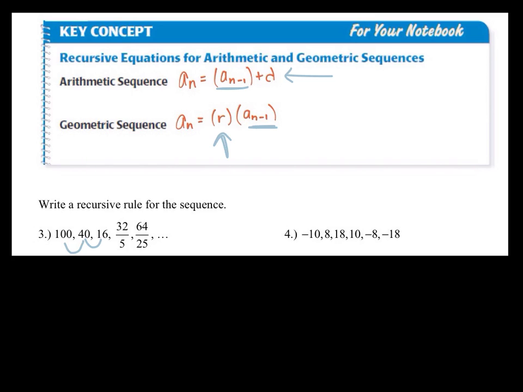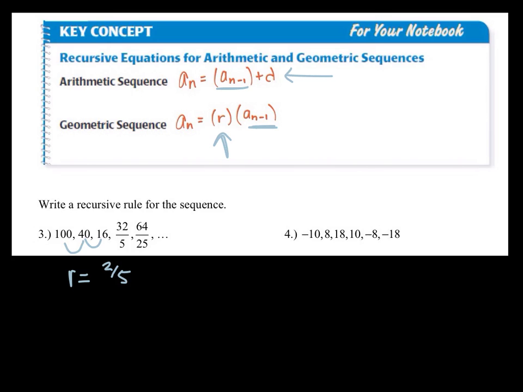So the next thing you want to do is look for a ratio, and I work backwards. I would say, okay, if I divide 64/25 by 32/5, and then 32/5 divided by 16, because remember, if I'm working backwards, a ratio is multiplication. So to find that, if I'm working backwards, I'm going to divide the next term by the previous term. When I do 32/5 divided by 16, and 16 divided by 40, I do get a constant ratio between each one. And that constant ratio is 2/5.